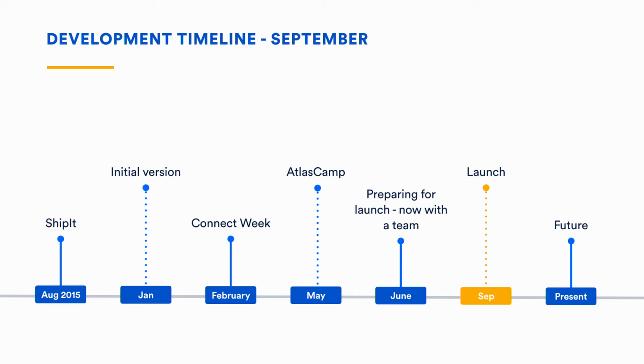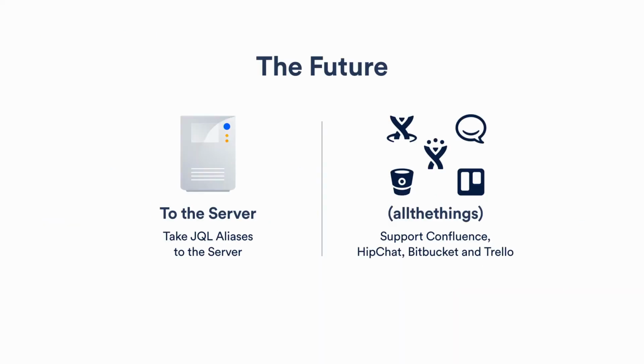So that's it. We launched. Now you're probably thinking that's the end of it. Well, the next part in our story is a look towards the future and what we have in store for cloud development. The idea is to feed back into the server. We can experiment with things on the cloud. We can have feature flags. We can roll it out to customers quickly and easily and get immediate feedback on if customers are finding it useful. So we're going to take the jQL aliases to the server.